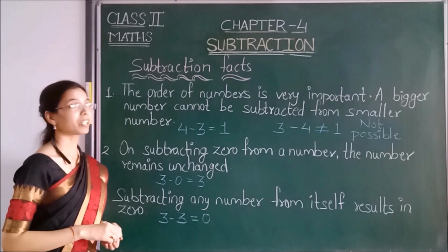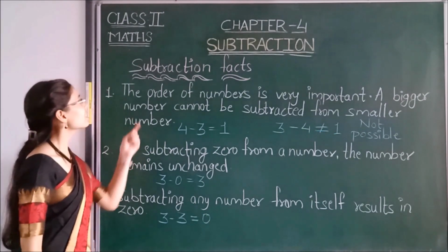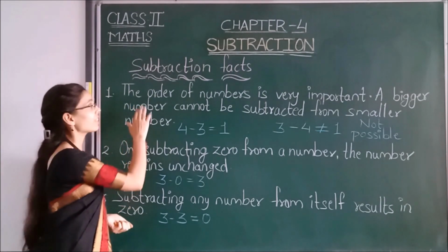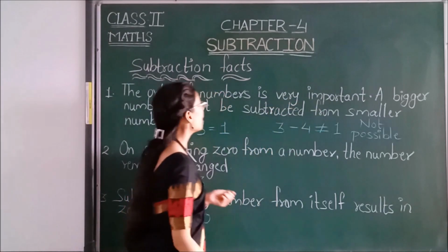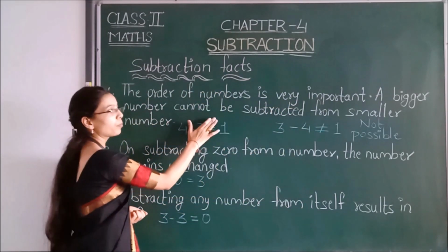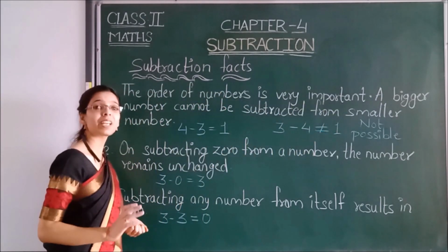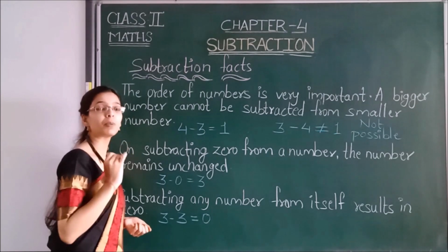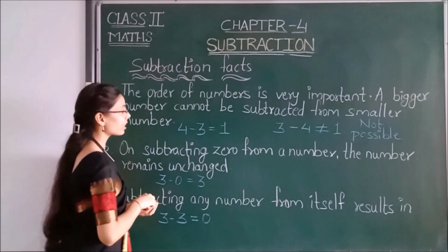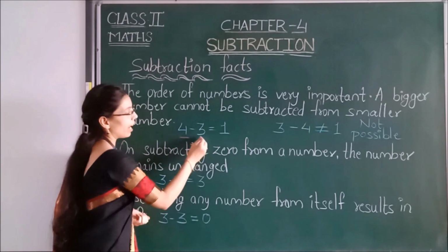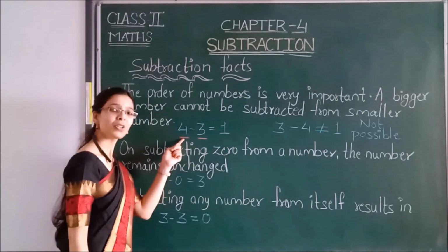Now children, subtraction facts. Look here, there are 3 subtraction facts. See, the first one. In subtraction facts, the order of numbers is very important. A bigger number cannot be subtracted from a smaller number. We only subtract a smaller number from a bigger number. Look here. Which number is bigger? 4. And this one is the smaller number. So we can easily subtract 3 from 4.